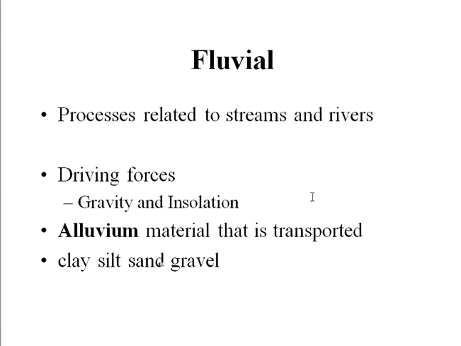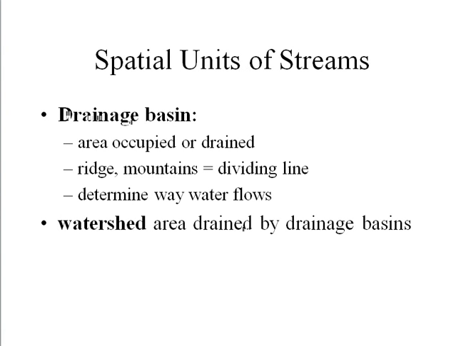When we talk about the material that's transported in a river system, the term that's used is alluvium, and we're typically thinking of sand, silt, and clay particles, with clay being the smallest, sand kind of intermediate, gravels, and then boulders in the event of a really big stream.